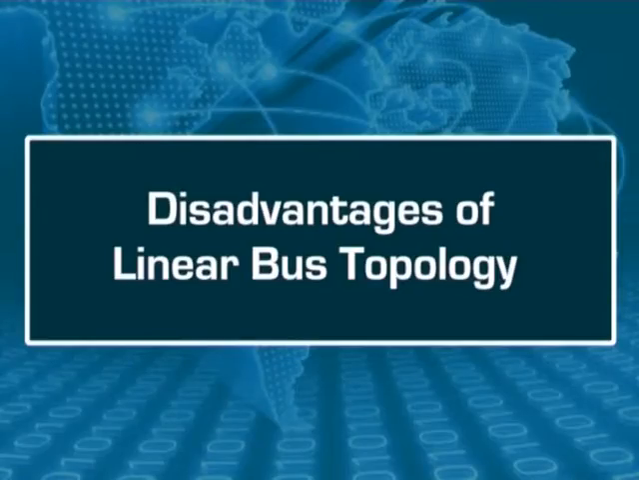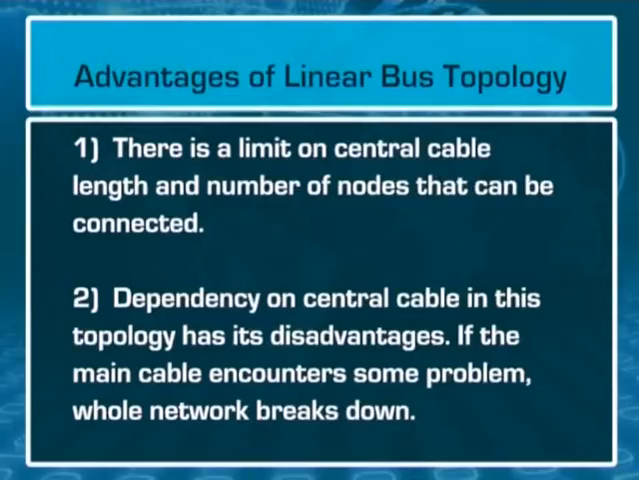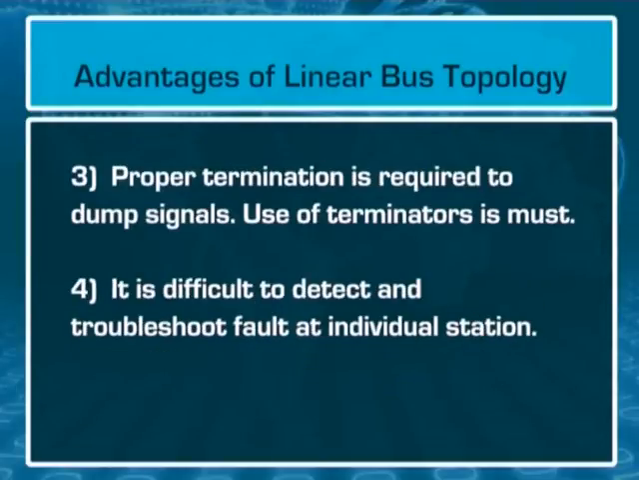We also have certain disadvantages of linear bus topology. First disadvantage is there is a limit on central cable length and number of nodes that can be connected. Number 2, dependency on central cable in this topology has its disadvantages. If the main cable encounters some problem, whole network breaks down. Number 3, proper termination is required to dump signals. Use of terminators is must.